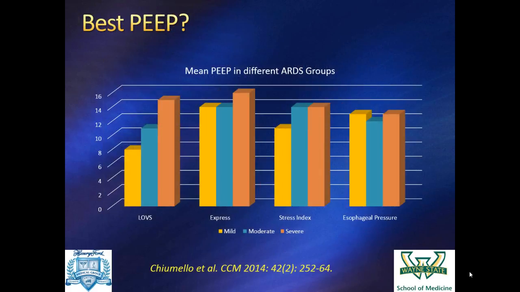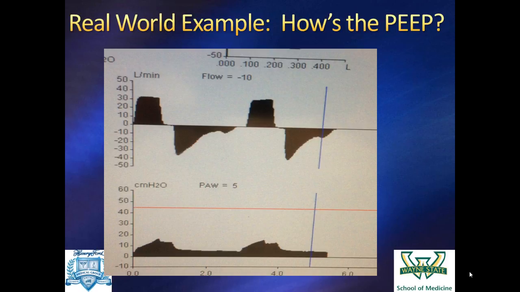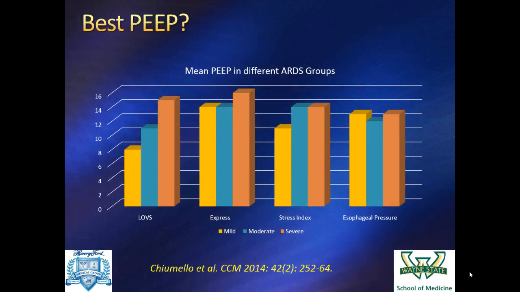So that comes up, what is the best way to pick? And I think this is probably the best data we have in terms of what's the best data to pick. So this is Dr. Gattinoni's group. What they did was they took a bunch of patients and they said, okay, here's a patient. What PEEP would I pick? And again, dividing patients into mild, moderate, and severe ARDS.